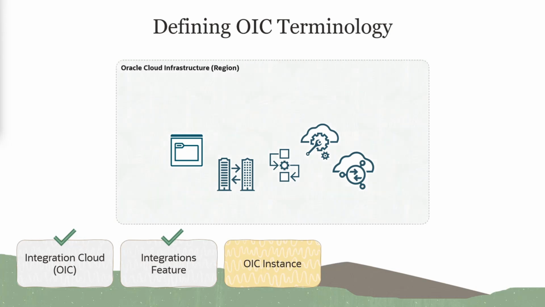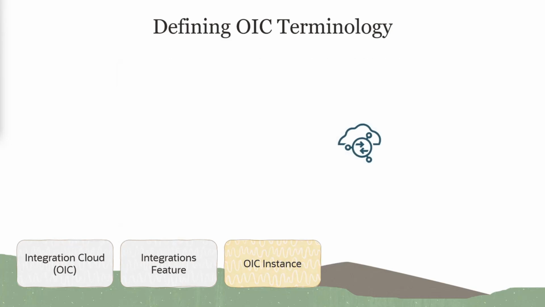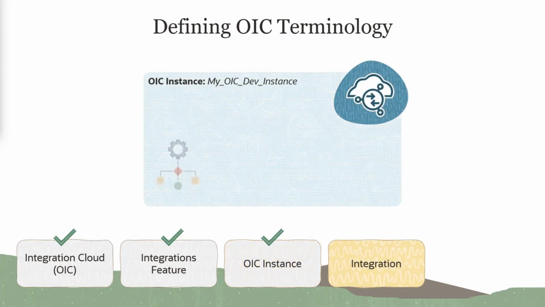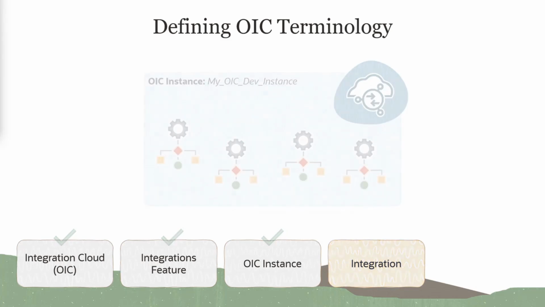Within the scope of an OCI region identified within a compartment, this single OIC instance provides the design time and runtime managed infrastructure that allows you to create Visual Builder applications, process applications, and of course, one or more integrations. Essentially, an integration is a service that you define and configure and then deploy within your OIC instance.